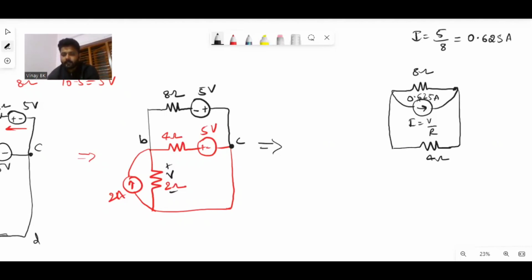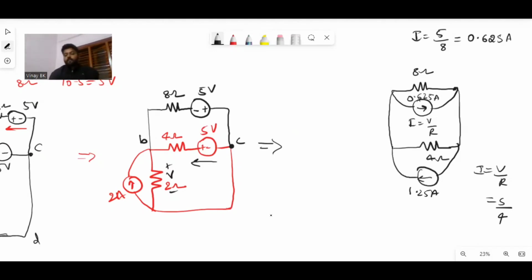4 ohm resistor connected across again one current source. The direction you can see here, minus 2 plus, right to left. So the direction is right to left. So this current is given by I equals V by R, where V is 5 volts, R is 4 ohms. So 5 by 4 is nothing but 1.25 amperes.